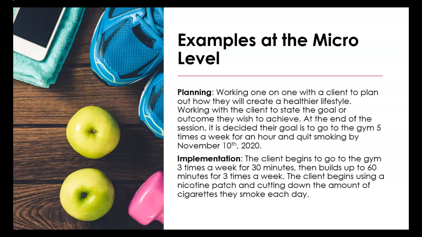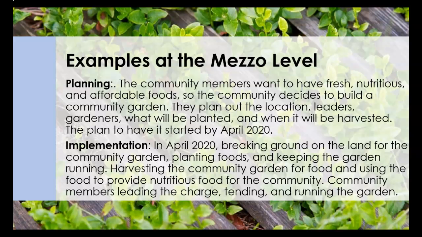So, working one-on-one with a client to plan out how they would create a healthier lifestyle, that's the goal. The objective is the client begins to go to the gym. The gym is the where. The who is the client. 3 times a week is the when and how often. The client begins using a nicotine patch is the what, and cutting down the amount of cigarettes they smoke each day, that's the how. Next, that was an example at the micro level.